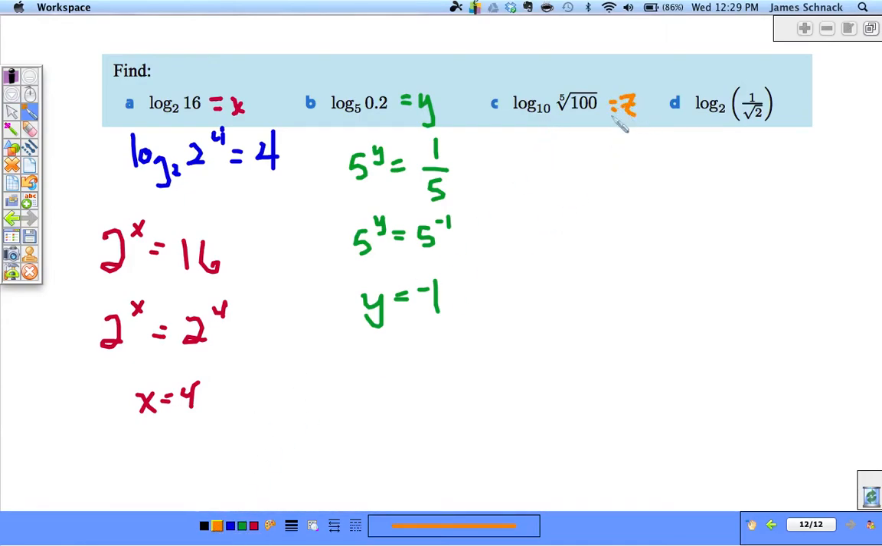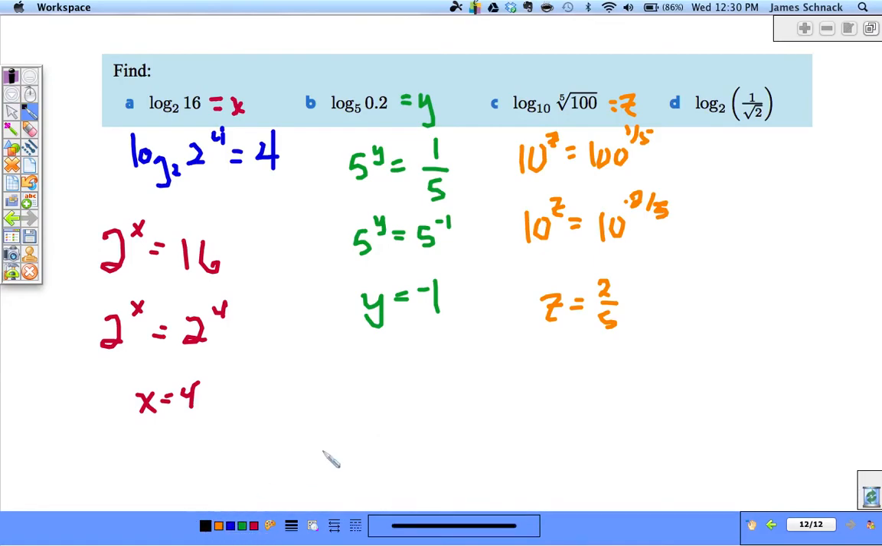Let's let this equal z. So 10 to the z equals 100 to the 1/5. 5th root, 1/5 power. Okay, so 10 to the z has to equal 10 squared to the 1/5. And 2 times 1/5 is just 2/5. So z would equal 2/5. And finally, let's let this equal d.